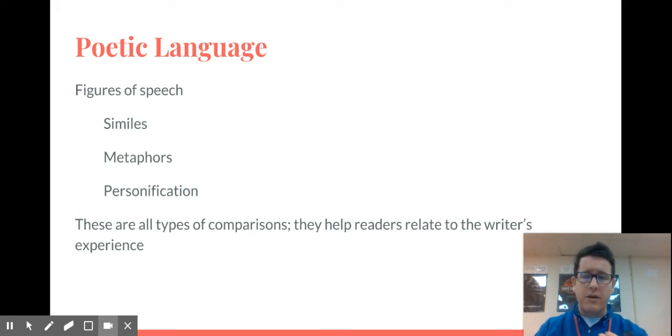Whether I'm talking about a simile, metaphor, or personification, I'm comparing one thing to something that I usually think of as completely different, but I'm trying to show a relationship there to help the reader better understand my point. So I'm going to take two things that aren't usually associated with one another, show how they're alike, and that'll help my reader understand the point I'm trying to get at.